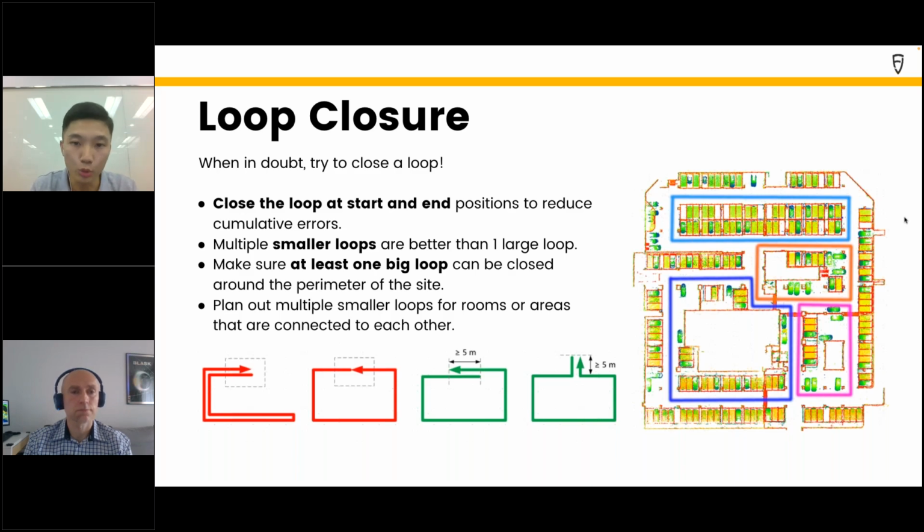There's a blue circle that we closed loop, a pink one, a darker blue, and also an orange one, to make sure that you have different kinds of loop closure and overlap together. Also make sure you scan at least one large loop around the perimeter of the space you are scanning to ensure the data is good and the results are of good quality.